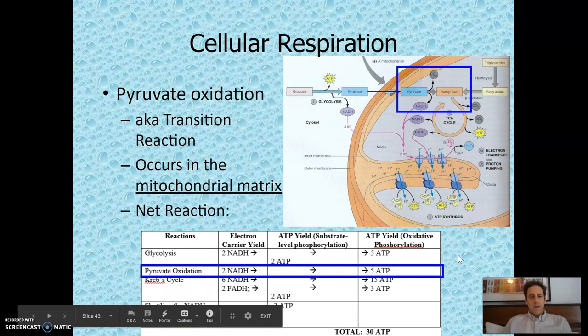So let's break that down. Here it is again, and if we look at the actual numbers, we see that we get 2 NADH specifically from pyruvate oxidation. We get no ATP from substrate level phosphorylation, and again, we're going to ignore this third column for the time being because something weird goes on later.